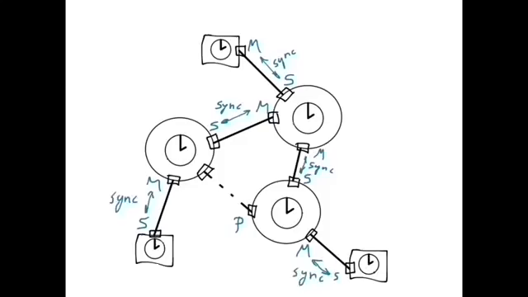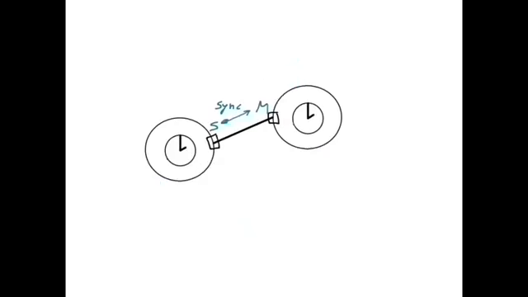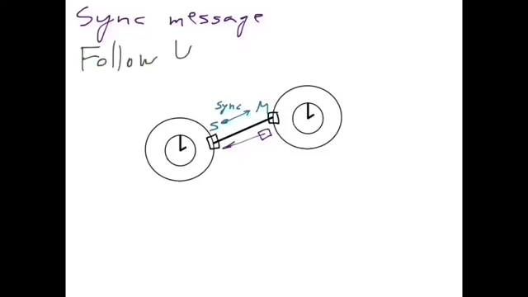Let's now dive into some more details by focusing on a single pair. In a network, synchronization will obviously be achieved through the exchange of messages. So what are the messages that a master port and a slave port exchange? Well, first of all, the master periodically sends a so-called synchronization message. After a synchronization message, a master port usually sends a so-called follow-up message.